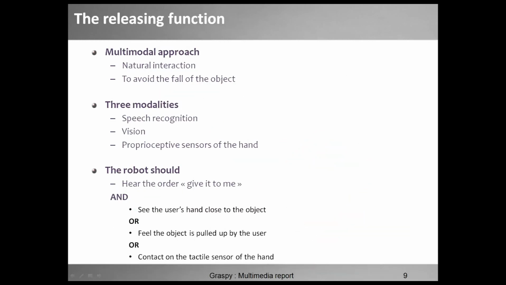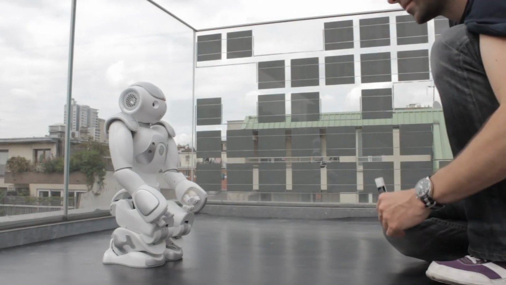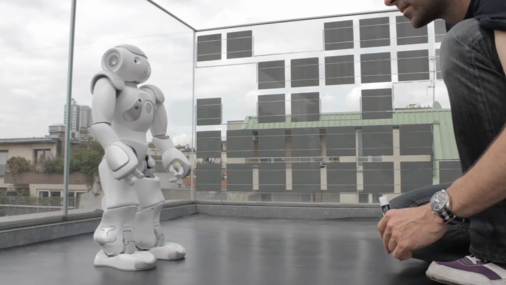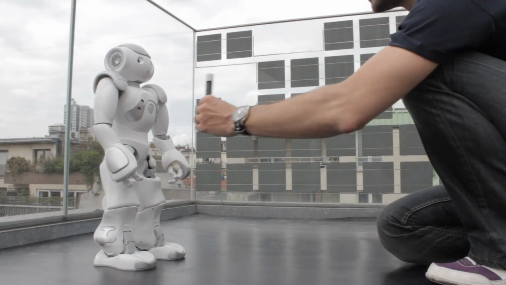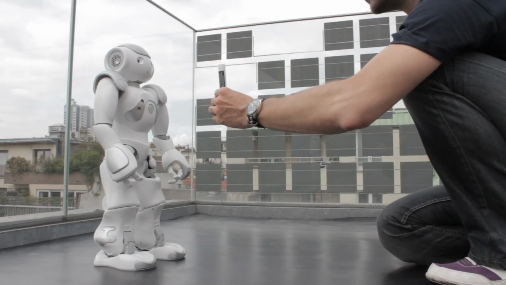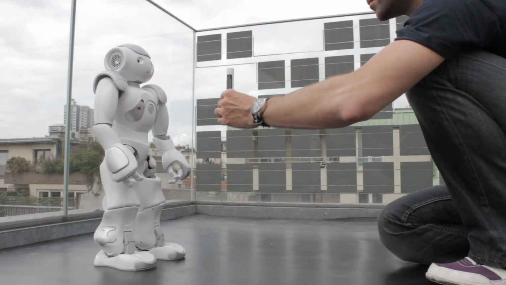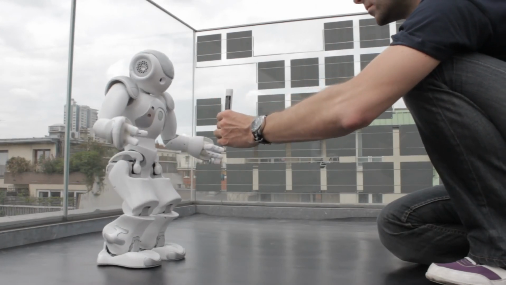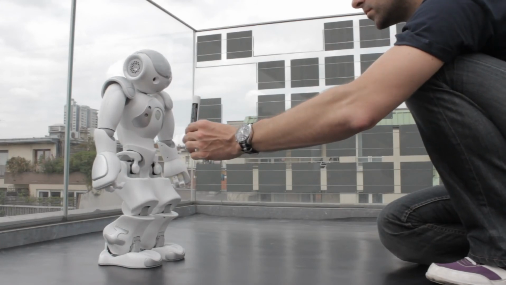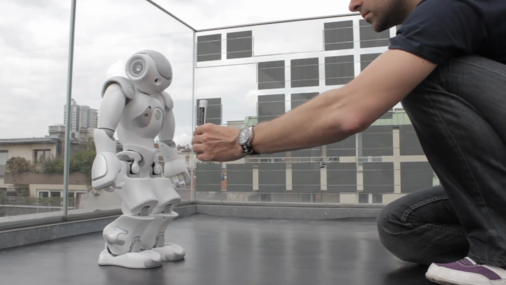When my human friend wants his object back, I release it only when I am sure he is grasping it correctly. But let's have a look at the results together. Give me something. Take this pen. I will take this pen. I can grab it. Move a bit.